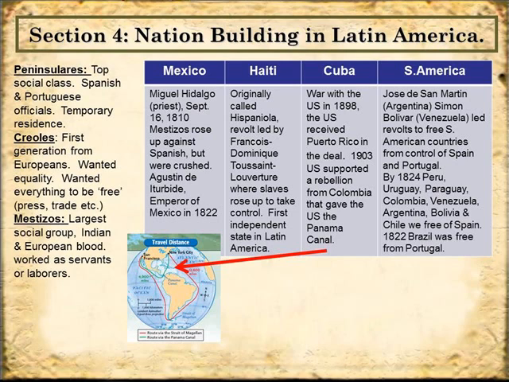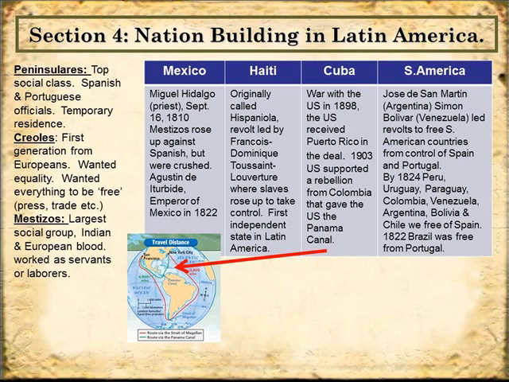In Haiti, it was originally called Hispaniola. The revolt led by Francois Dominique Toussaint Louverture, where the slaves rose up to take control, created the first independent state in Latin America. So, Haiti was the first independent state in Latin America. Cuba, war with the U.S. in 1898. The U.S. received Puerto Rico as a result.